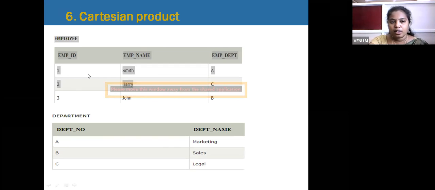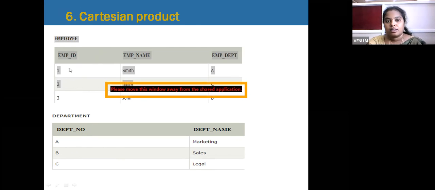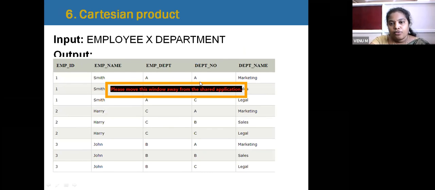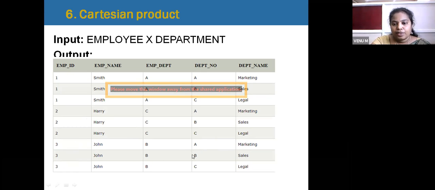For example, here you have to observe three tuples in the employee table and three tuples in the department table. The output of employee cross department is nothing but 3 into 3, which is 9. Observe the Cartesian product: one with department A, one with department B, one with department C, two with department A, two with department B, and two with department C, three with A and three with B and three with C. All the 9 rows will be displayed as cross product output.